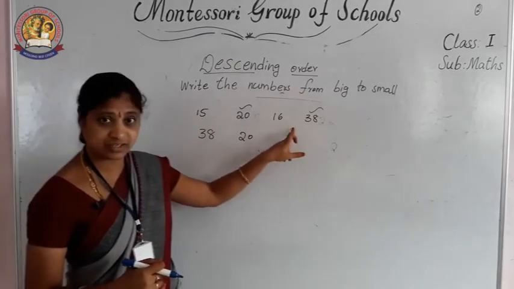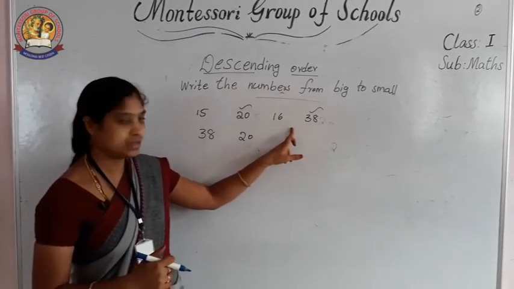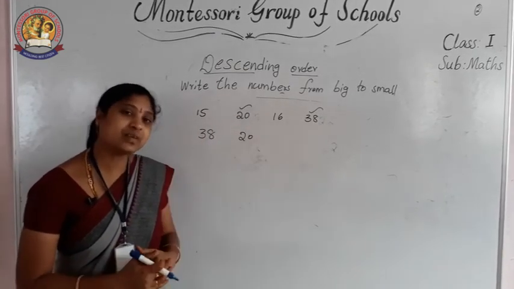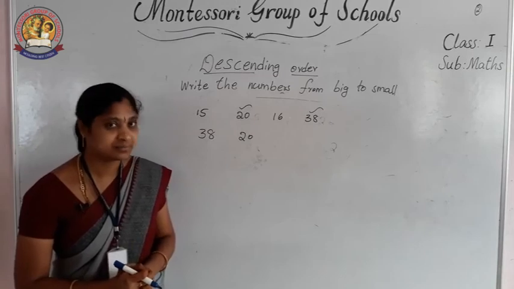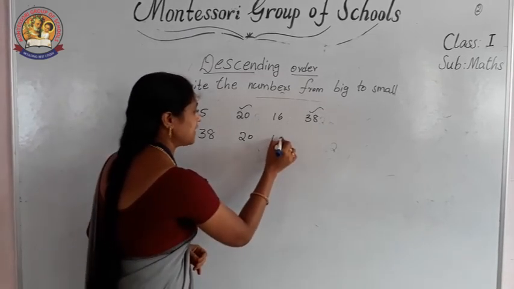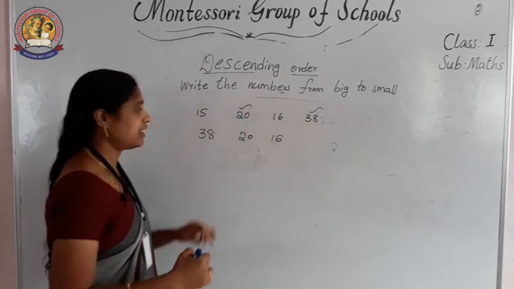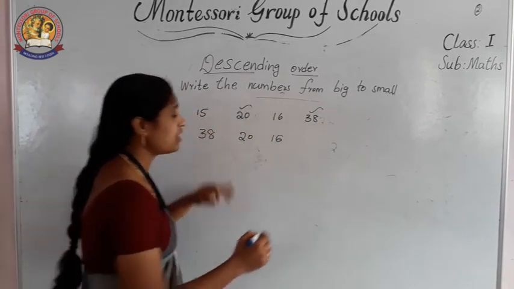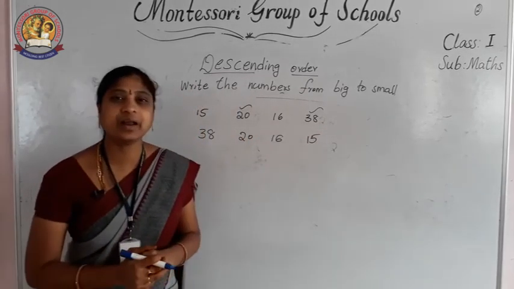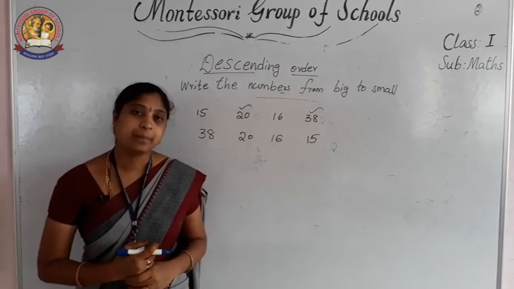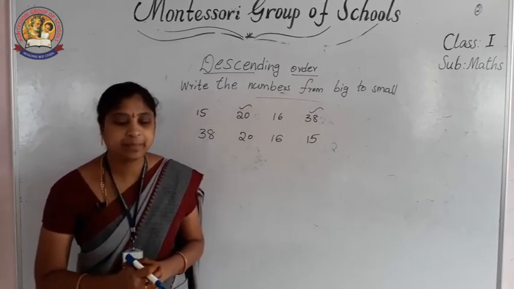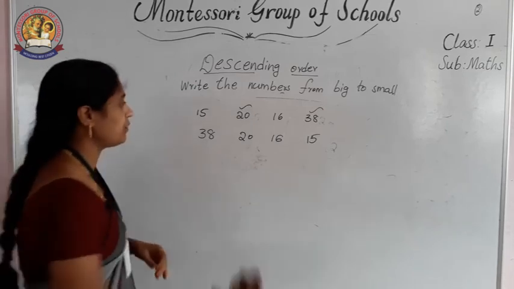What is the balance there? 15 and 16. Okay. 15 and 16. Which one is the bigger? Yeah. 16. Right here, 16. Next one is 15. Okay. In descending order, write the numbers from big to small.